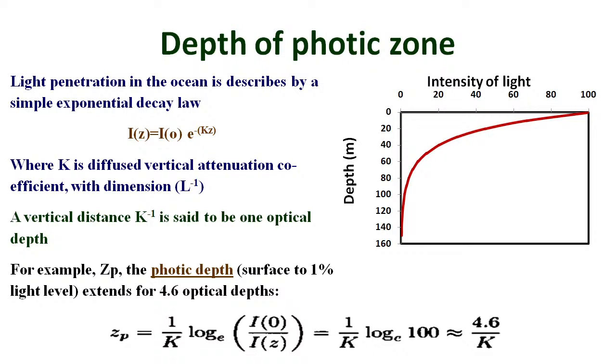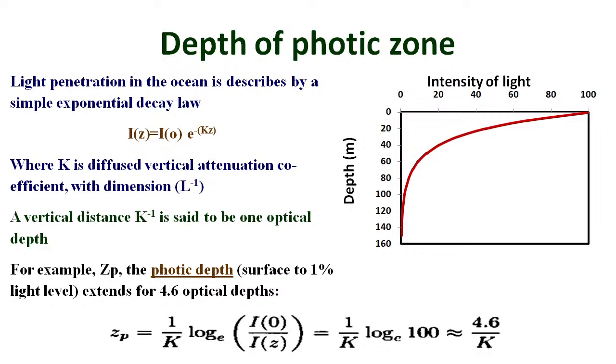If you are in the coastal sea, then the organic matter and the sediment, everything contributes to this K. Depending upon the K, we can define 1 over K as the optical depth, and essentially the photic zone is 4.6 over K. In the open ocean, the photic depth is roughly around 100 meters. So whatever processes we are talking about with the phytoplankton take place only in that upper 100 meters.